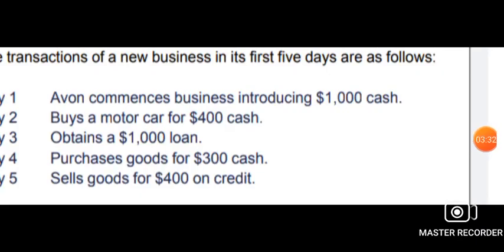Transaction 3 says obtains a 1,000 loan. This business obtains a 1,000 loan. What would be the double entry for such? Well, you've just obtained a loan. If it just stands like that, the way the transaction has stated, then it should be an increase in your cash. Usually a loan comes in money form. So the loan account will be credited, because all loans are liabilities that are credited, and your other double entry will be an increase in cash because you've brought cash into the business.